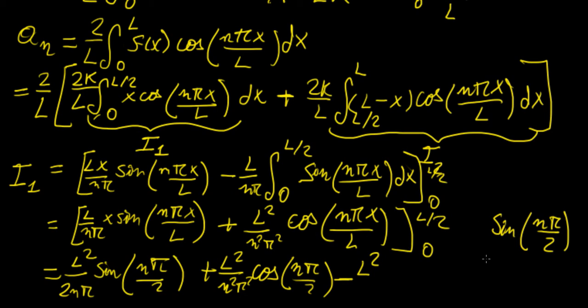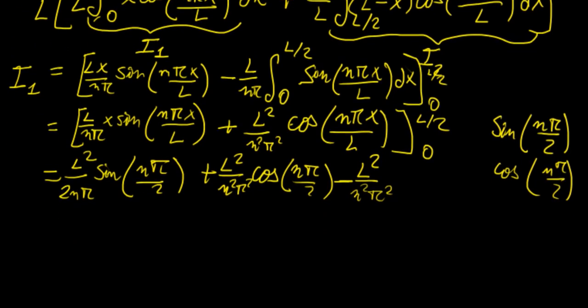And similarly for cosine, we're going to have n pi on 2. And then for the case when we have 0, we have 0 here, so that means that this term vanishes. And then we're going to have 0 here, that becomes 1. So this is going to be L squared over n squared pi squared. Alright, so that's going to be integral 1.